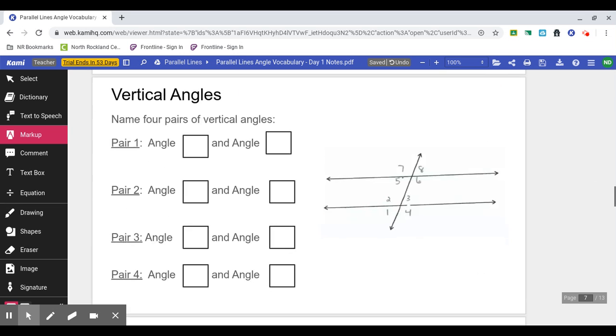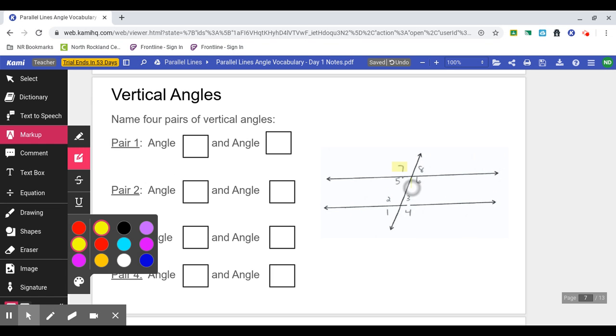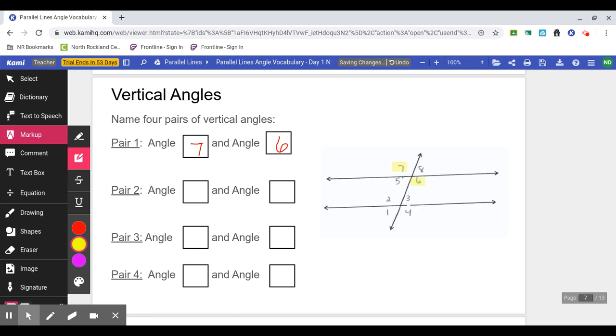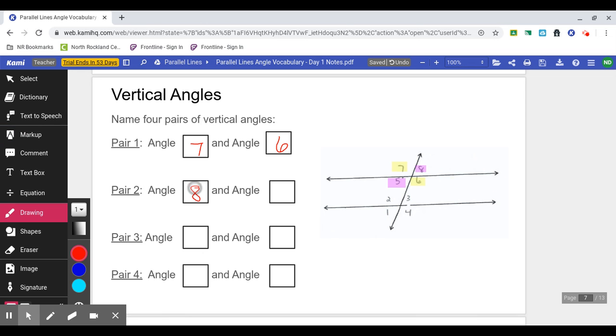Okay, so now again, let's do some practice identifying vertical angles in this diagram. All right, so I'm just going to start with the first line that I see. The first pair of vertical angles that I see is angle 7 and angle 6. Again, they are on opposite sides of each other. So angle 7 and angle 6 are vertical. Another pair of vertical angles is angle 5 and angle 8. So angle 8 and angle 5 are vertical angles.